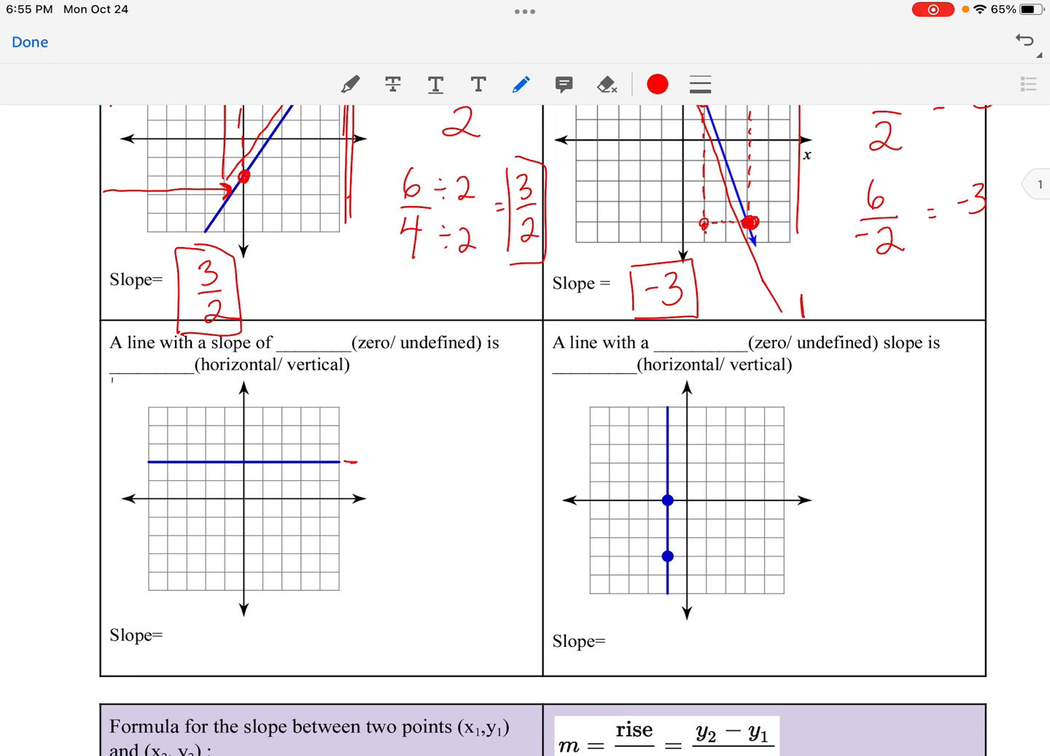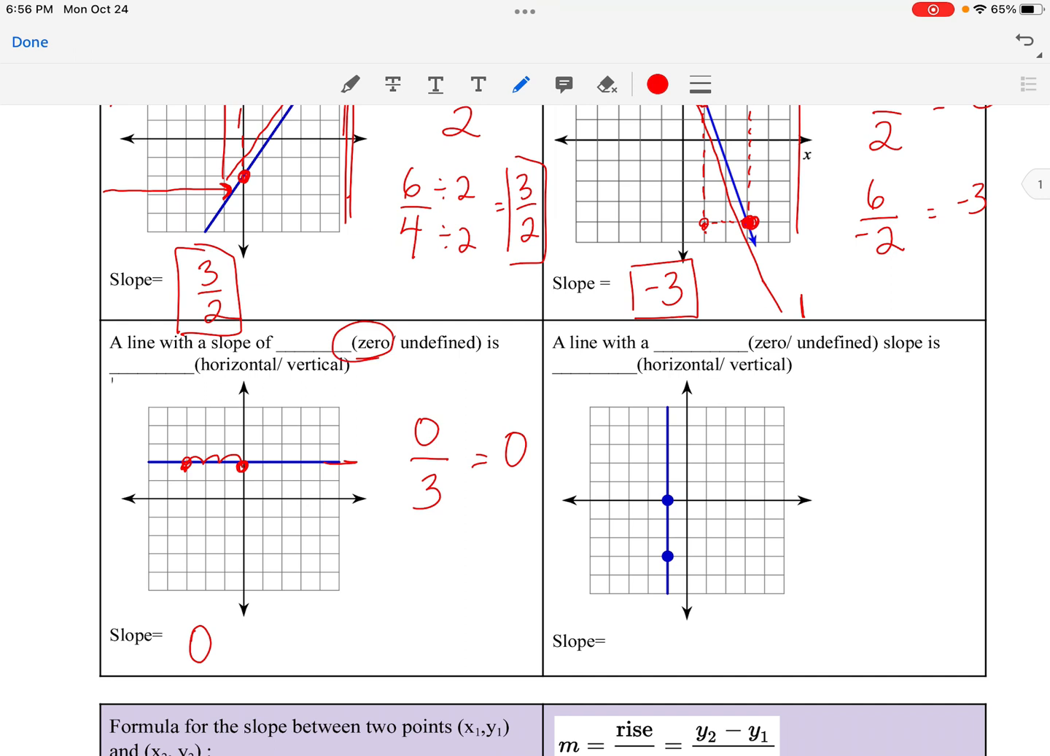Okay, what about this line right here? What kind of slope do we have? Well, let's choose 2 points on the line. Let's say this point and this point. To get from one to the other, I have to rise 0 and run 1, 2, 3. 0 divided by 3 is 0. So this has a slope of 0.